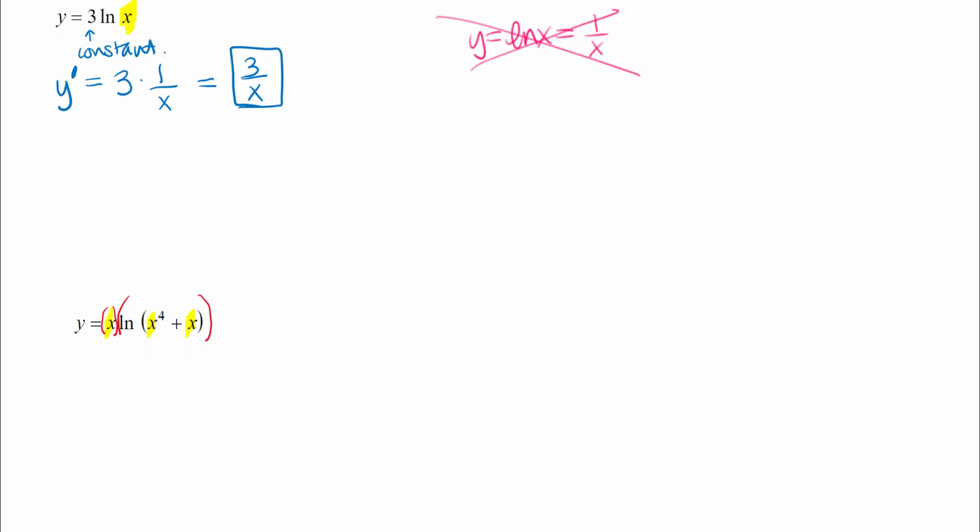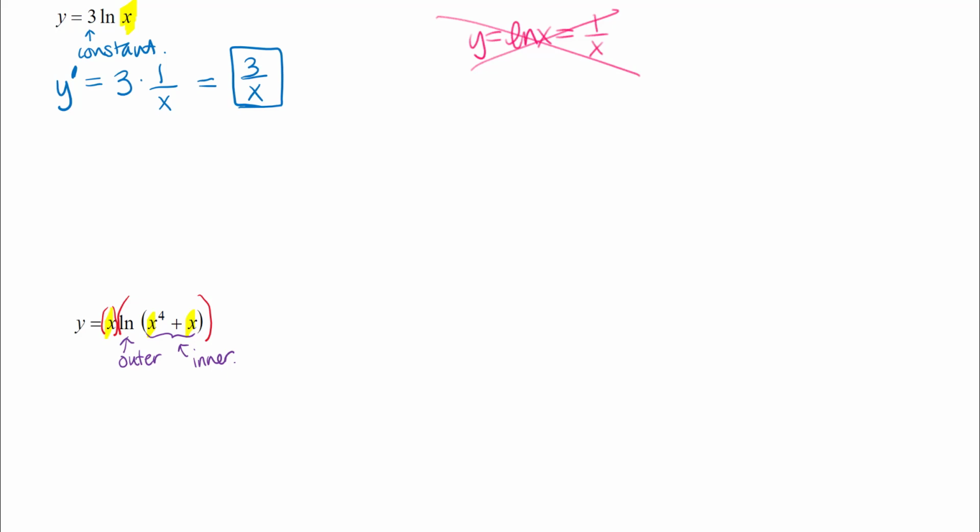The second thing that I would notice is that unlike the previous problem where I just had ln of x, on this one I have ln of a bunch of other stuff that's not just x. So on the second factor in my product here, I've got an outer function, which is an ln function, and then an inner function, which is x to the fourth plus x. Alright, so you should be saying to yourself what the rules are that you're going to need to use here and thinking about setting that up.